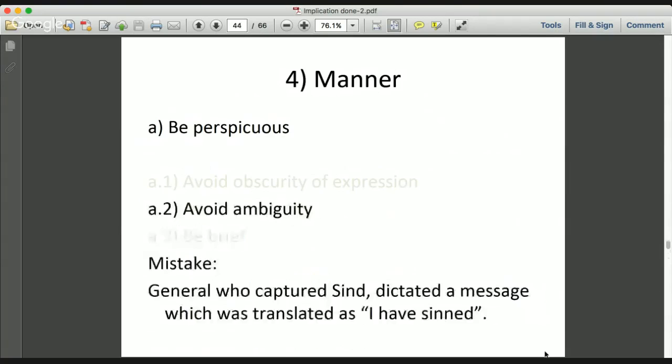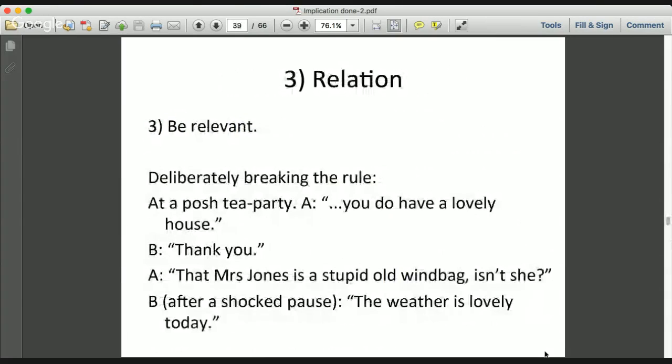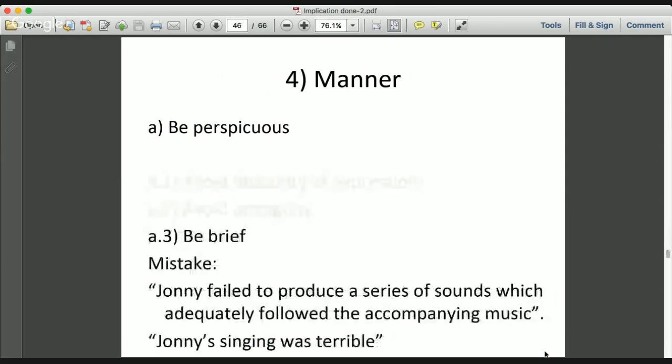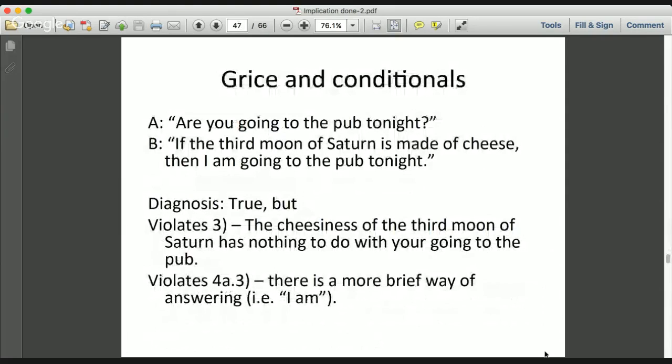So what was 3? Let's go back. 3 was relation, be relevant. Okay, great. So it violates 3. The cheesiness of the third moon of Saturn has nothing to do with your going to the pub. So it's violating the Gricean rule of be relevant. It isn't relevant. It's true, technically, you haven't made a logical mistake, but the reason we all react like, "Oh, that's not right," Grice is saying, is because it's violating these conversational implicatures. We're not supposed to be saying this. It's going wrong, not in a logical way, but in another way.